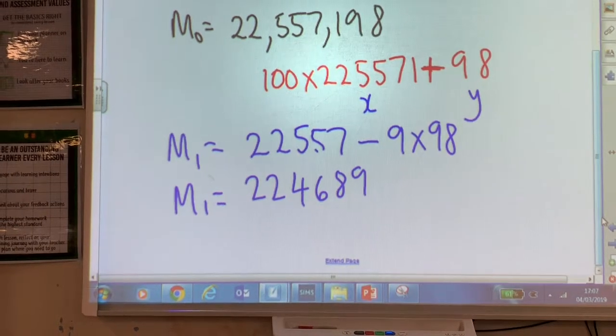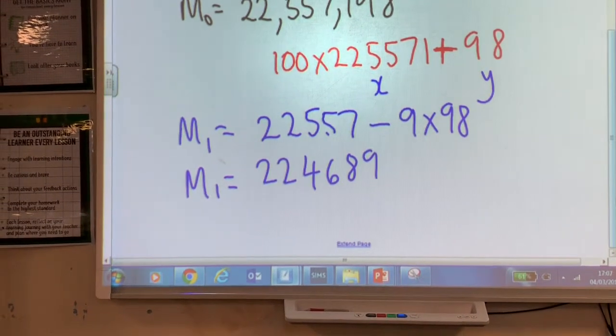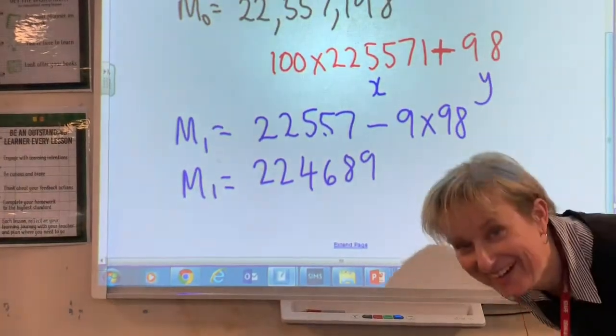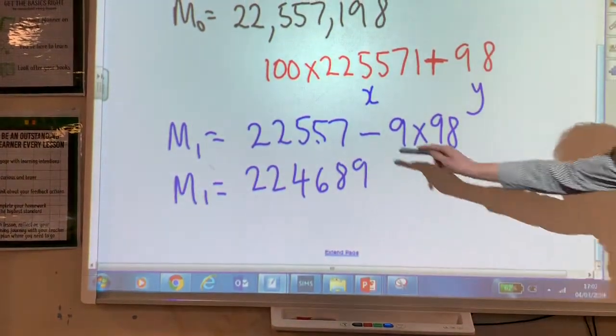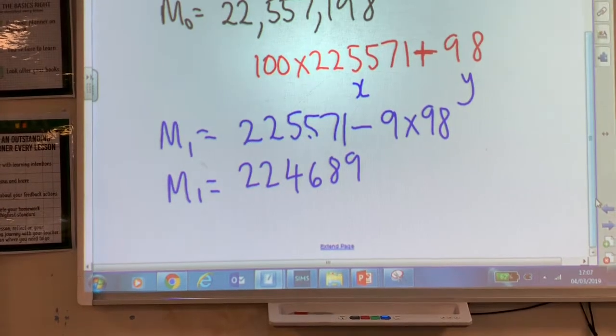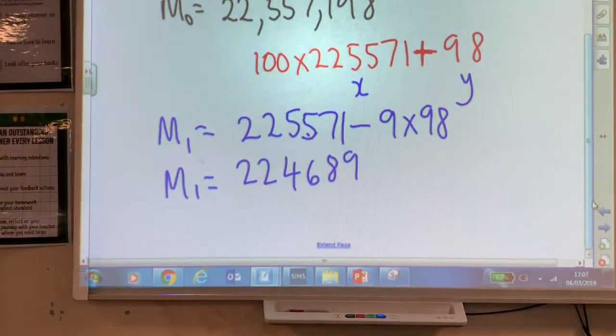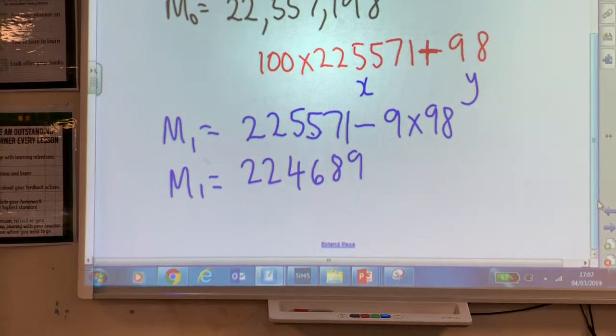That doesn't look right. There's a digit missing off the 225571. There should be a 1 on the end, I think. Just the one. Right, we'll carry on. So 2, 2, 4, 6, 8, 9.